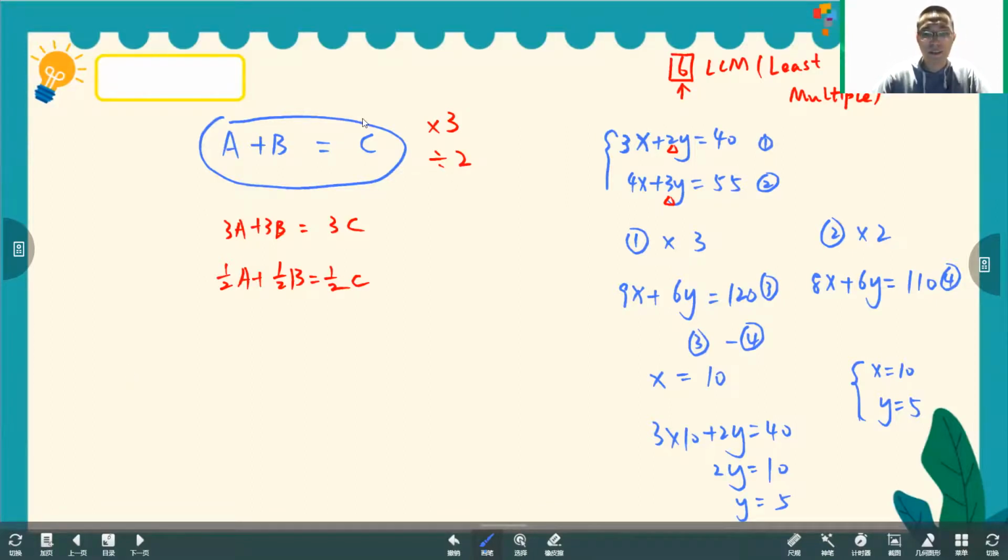So the core thinking is, yeah, for this type of simultaneous equations, we have variables with different coefficients. Yeah, we find the least common multiple, and then we make the coefficients the same, and then we do addition and subtraction. Yeah, repeat what we did with the first type.